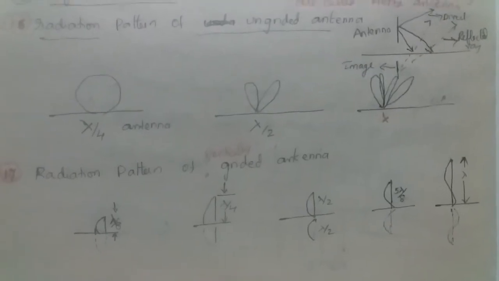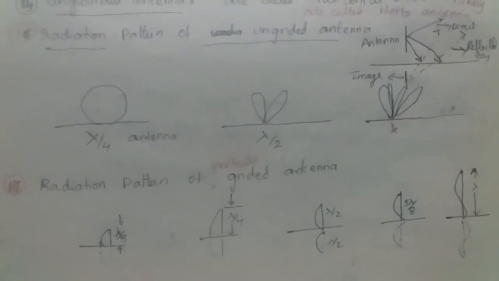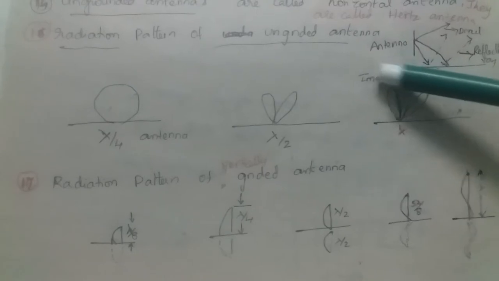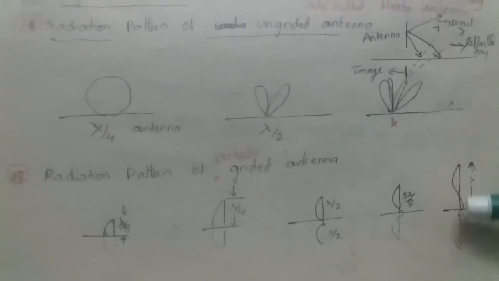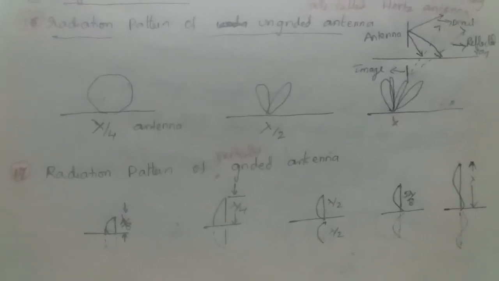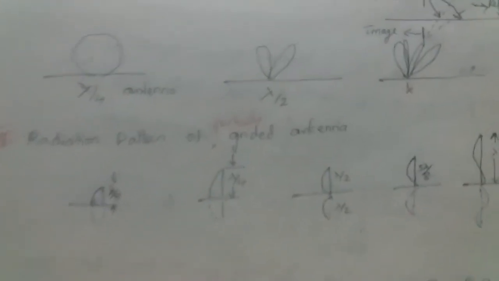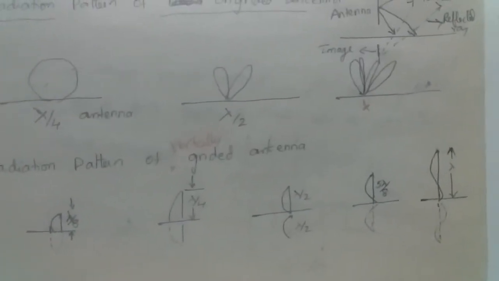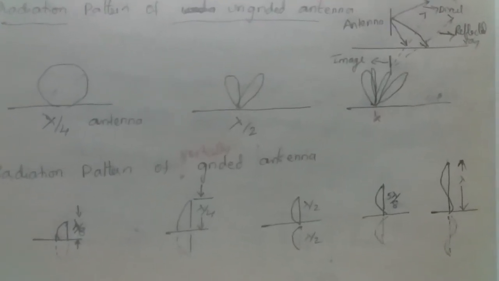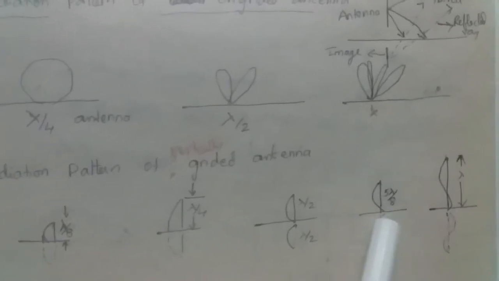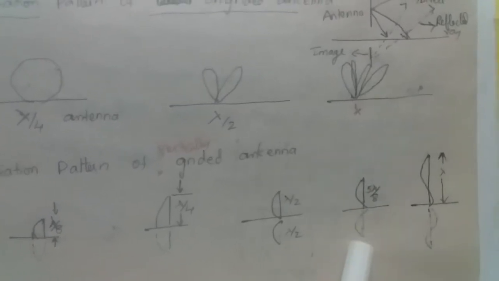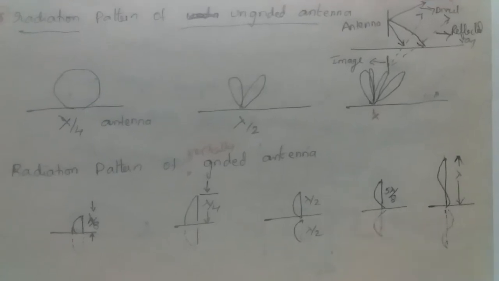So now let's consider the radiation pattern of a grounded antenna. Unlike an ungrounded antenna, where you are considering that there is an image beneath the reflector, beneath the earth, in a grounded antenna, the earth acts like a mirror and becomes part of the radiating system. So ungrounded antennas, with this image, form an array. Whereas in a grounded antenna, the bottom of the grounded antenna is joined to the top of the image.